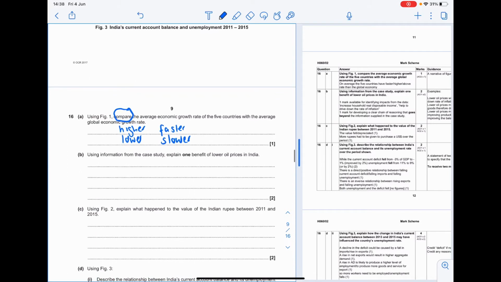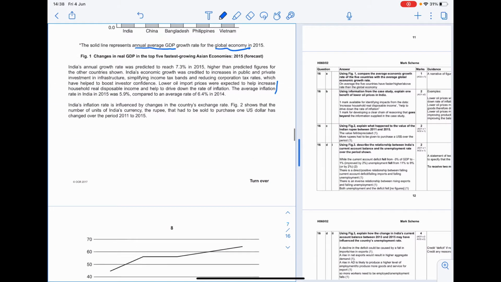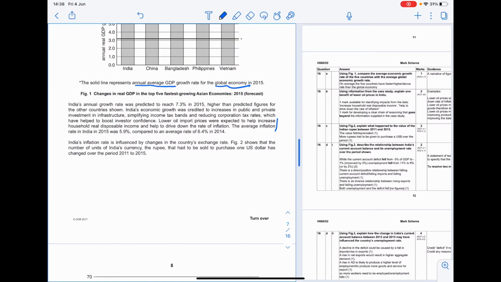Part B, using information from the case study, explain 1. So the key words to look for there are explain and 1. If you state 2, it's not going to give you the marks. You need 1 and you need to explain it. So we've got to look at 1 benefit of lower oil prices in India. If we go to the passage, just so that we can work through this more quickly, I've highlighted the bit that's relevant. It says lower oil import prices were expected to help increase household real disposable income and help drive down the rate of inflation.